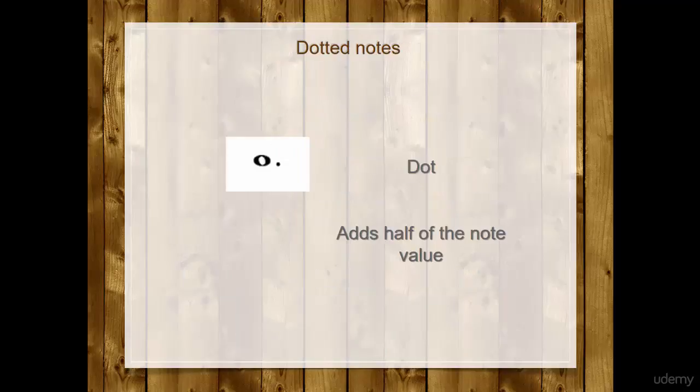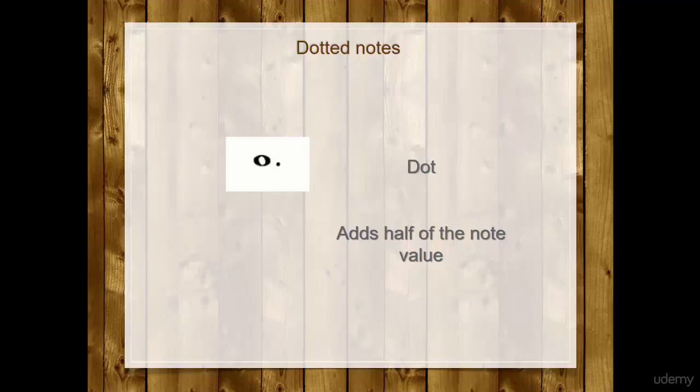Something important is the dotted notes. A dot is a small dot that you write close to the note. It's not under, nor above. It has to be on one of the sides, not down or up on the note. So the dot adds half of the note value.